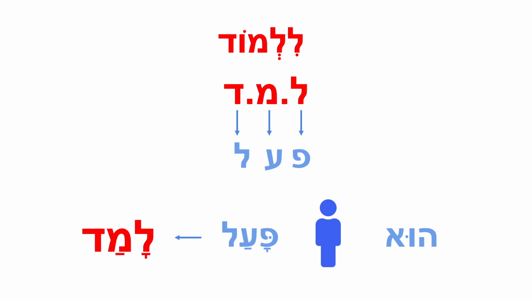The root letters of the verb will follow the sound of the binyan when we are conjugating verbs in Hebrew in the past tense. We first start with him. Hu lamad.